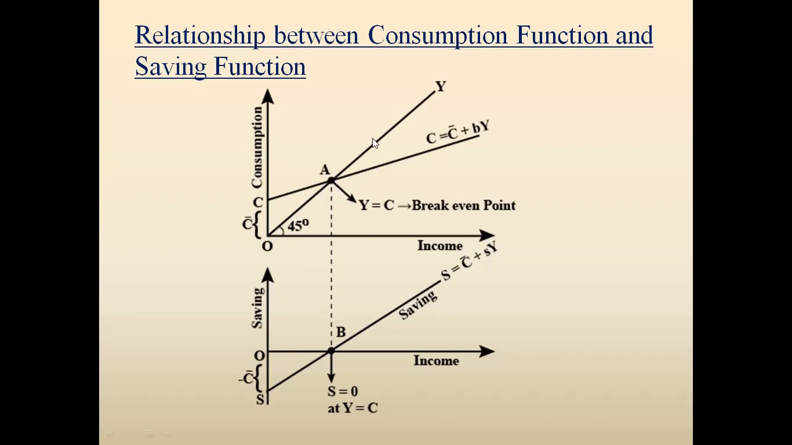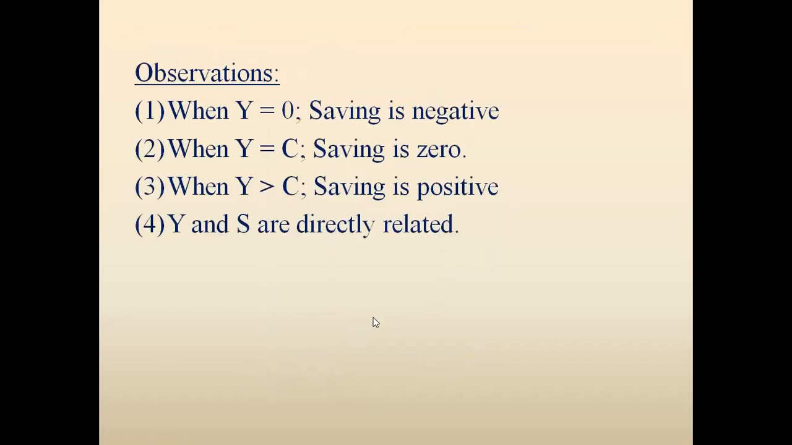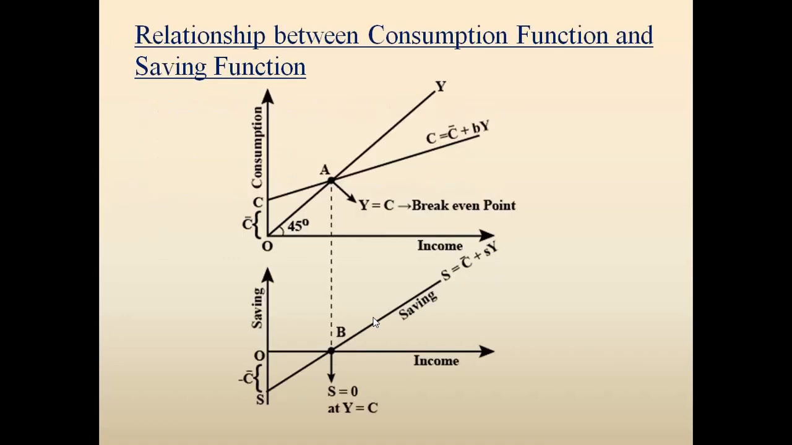Now you can see at this point of time that your income curve is lying above your consumption, which means there will be a positive saving. So this is your case. I hope you have understood this part. It's very, very simple. Now, we can draw the observations from this particular graph.